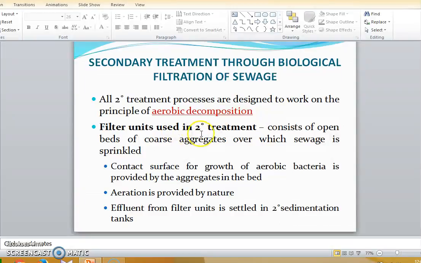Coming on to the biological filtration processes, the filter units used in secondary treatment consist of open beds composed of coarse aggregates, and the incoming wastewater is allowed to pass through these open beds, which act as the contact surface for growth of aerobic bacteria. So the aeration is naturally provided and the organic matter is decomposed in the presence of oxygen, and the stabilized effluent from the filter unit is allowed to pass to a secondary sedimentation tank where it is allowed to settle.